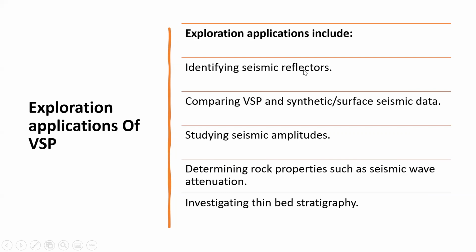identifying seismic reflectors. Actually, in VSP, we have more accurate velocity model, and we can convert our data into depth domain more precisely. So we can identify our seismic reflectors where they are in the seismic section. Now, the second point, comparing VSP and synthetic or surface seismic data. It can be used for this purpose. Studying seismic amplitude. I will talk about this point in the next slide.